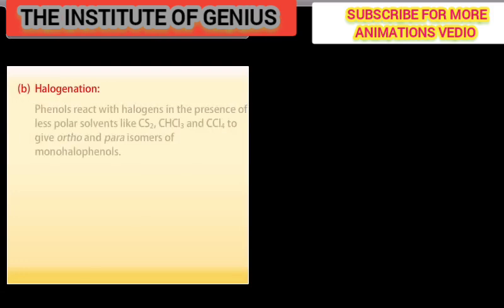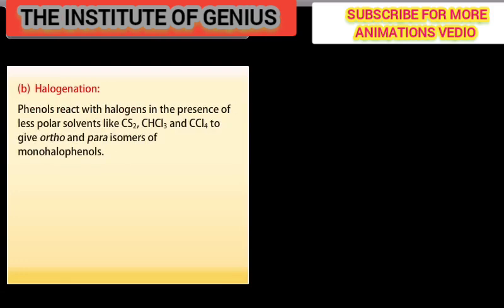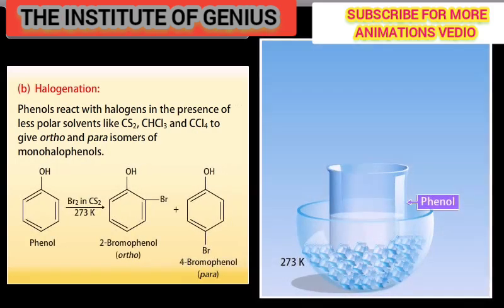Halogenation. Phenols react with halogens in the presence of less polar solvents like carbon disulfide, chloroform, and carbon tetrachloride to give ortho and para isomers of monohalophenols. Bromine in carbon disulfide reacts with phenol and forms 2-bromophenol and 4-bromophenol.